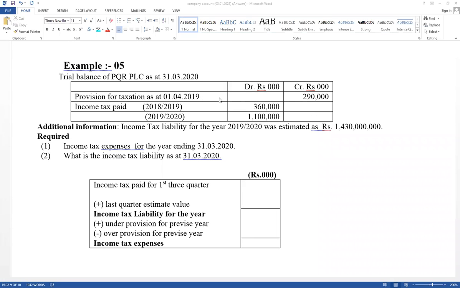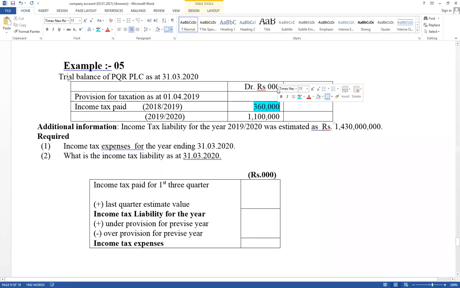It has given provision for income tax. And income tax paid amount is given for last year, last quarter. 18, 19, think about. Therefore, previous year, last quarter estimate value is given. And actually paid for that is given. If there is a difference, you have to adjust this year income tax based on LKAS 8 estimate change. And it is given first 3 quarter paid amount also.